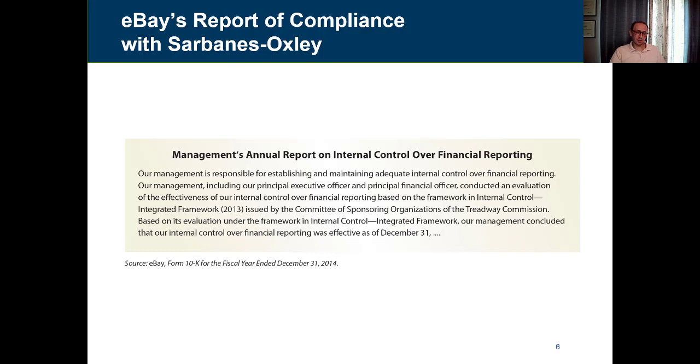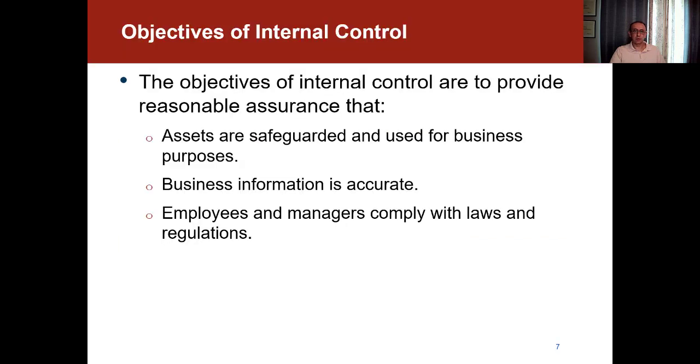So again, this kind of language was never seen before, but now on the Form 10-K, you can always see it for public companies. So now let's focus again on the objectives of internal control. The objectives of internal control are to provide reasonable assurance in 3 areas. And I want you to remember these because this is material for multiple choice questions. So you need to be familiar with these 3 objectives.